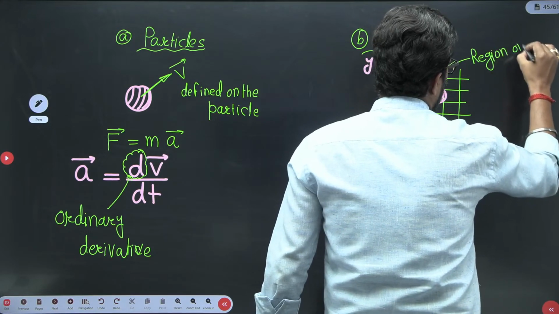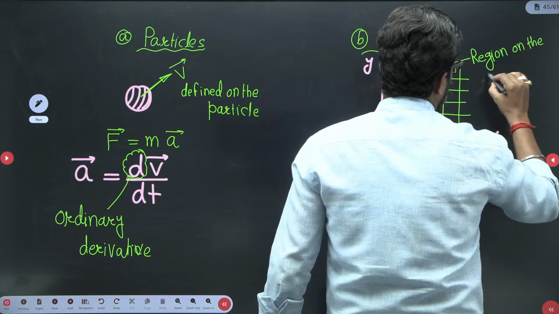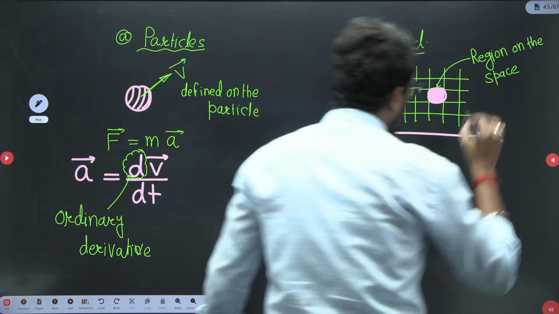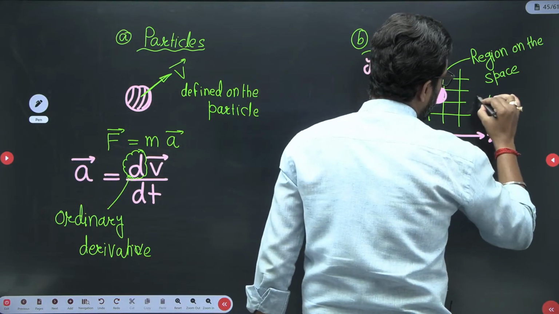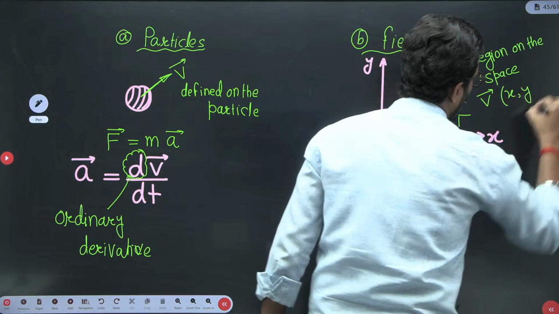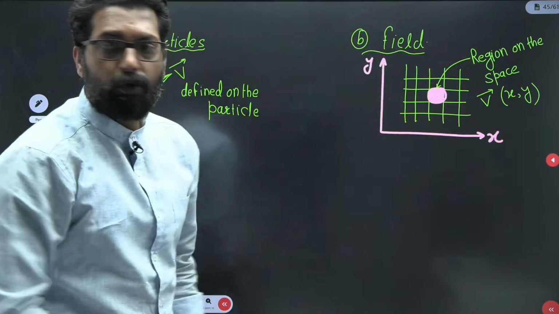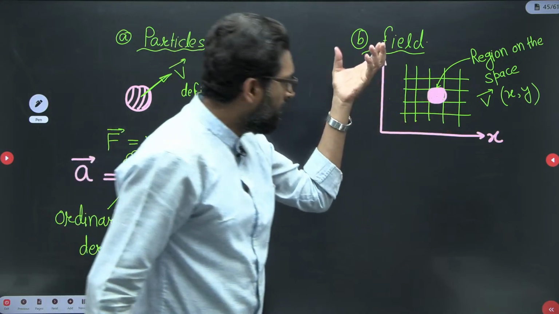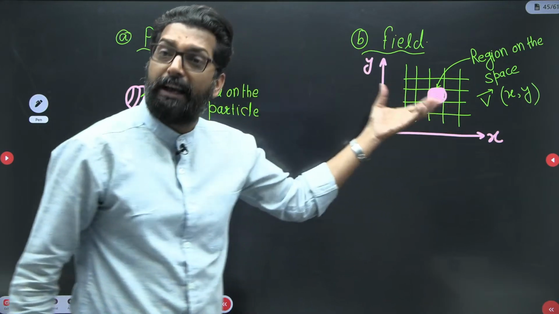Region in the space. And this space region is defined by the kinematic parameters v, x and y, because this will be v and x, y. So in this one we have to specify the region in the space. So this is surely a Eulerian point of view.